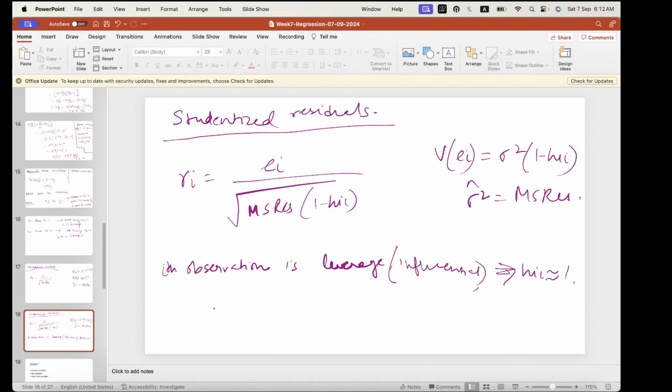So what will happen is that this entire quantity ri will increase, compared to when hii is equal to 0, when it's not an influential or leverage point, where this one will be smaller. But if it is a leverage point, then this one is higher. So if the ith observation is actually leverage, we will have ri strictly greater than di, because we will have non-zero values in hii.